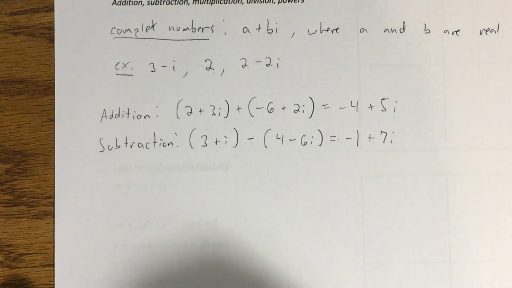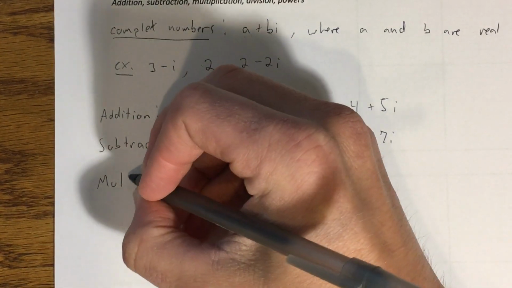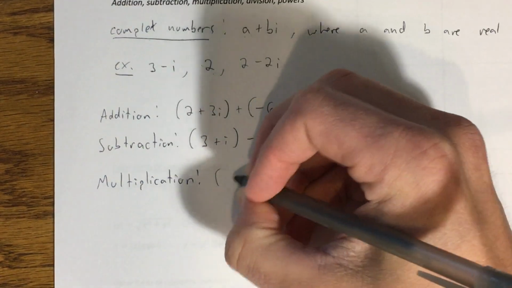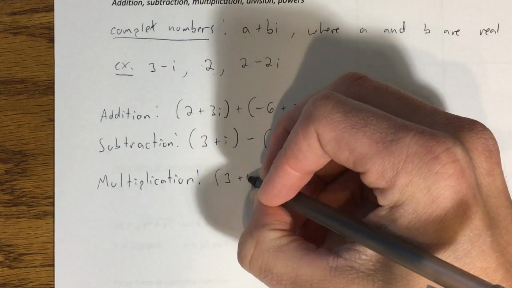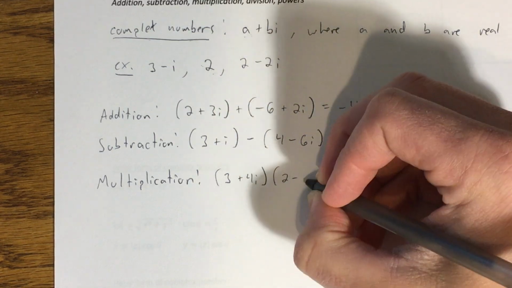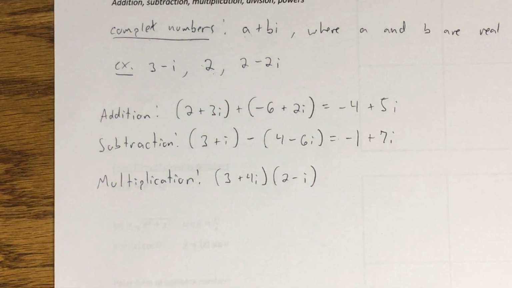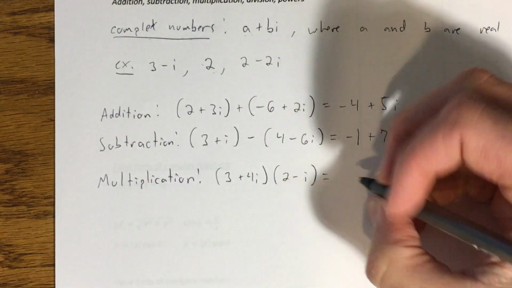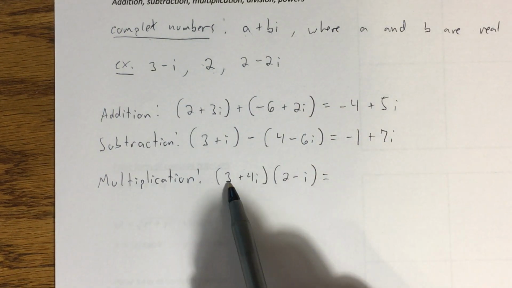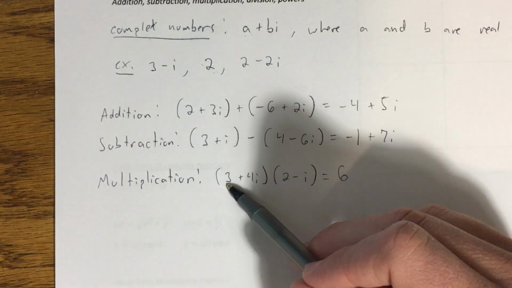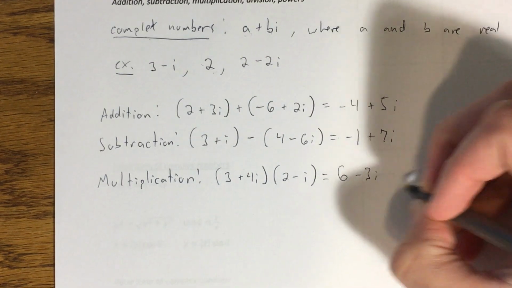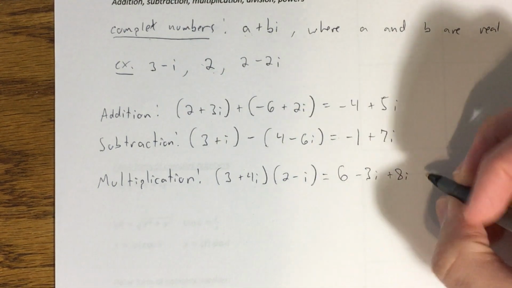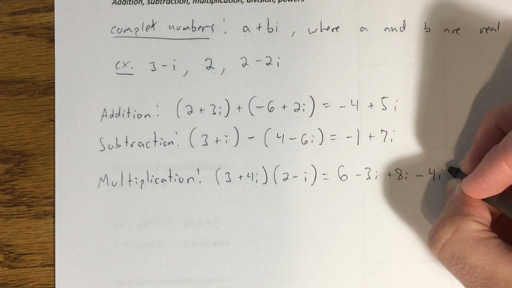Multiplication and division are where this looks a little bit different. So for multiplication, for example, if I wanted to do something like this, 3 plus 4i times 2 minus i. It starts off looking like a product of two binomials. We can FOIL this. Notice if I were to FOIL, I would have 3 times 2, which is 6, 3 times -i, which is -3i. 4i times 2, which is plus 8i, and then 4i times negative i, which would be minus 4i squared.